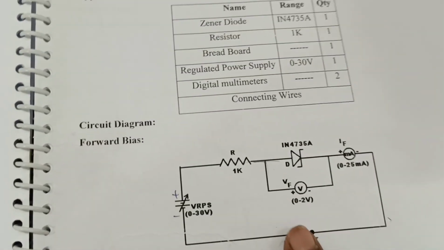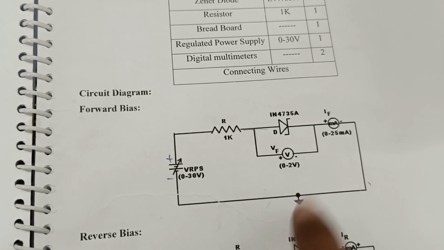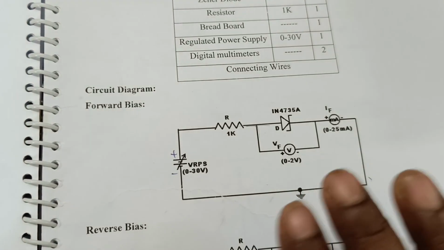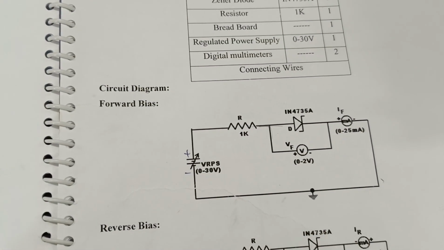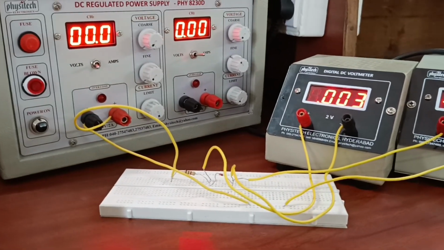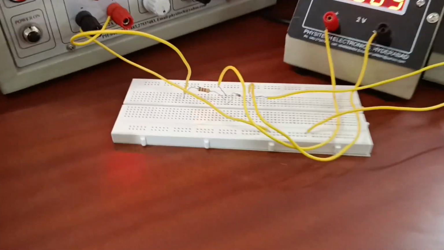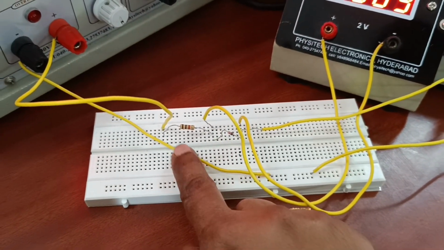These are the connections of the Zener diode. These connections are the same as the PN diode forward bias connections. Same procedure, everything the same as PN diode forward bias. No need to verify again. I say PN diode forward connection because I am not showing any connections to you.